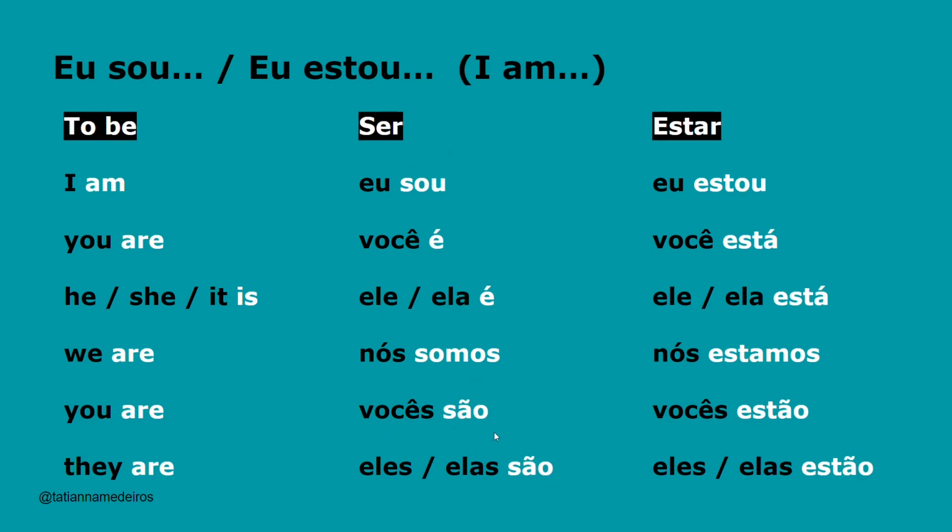So this is the verb ser: eu sou, você é, ele, ela é, nós somos, vocês são, eles, elas são. The verb estar: eu estou, você está, ele está, ela está, nós estamos, vocês estão, eles estão, elas estão.